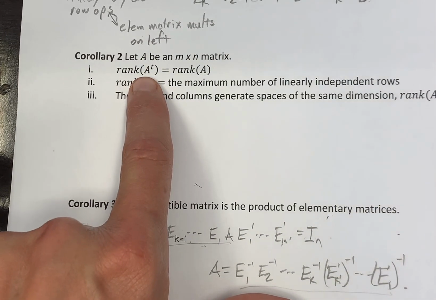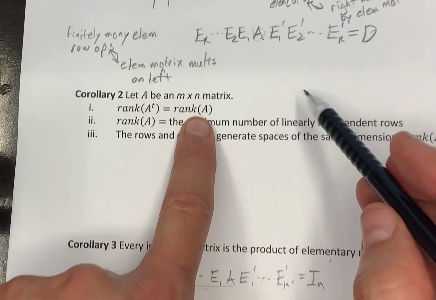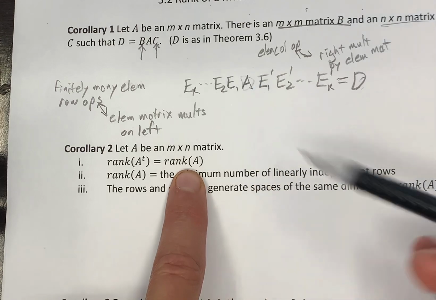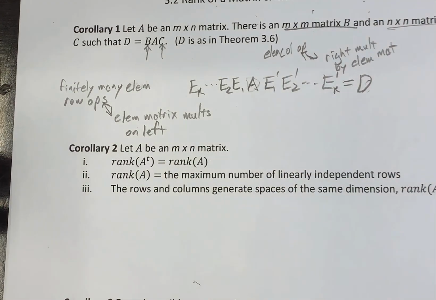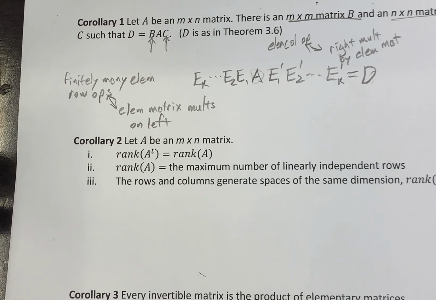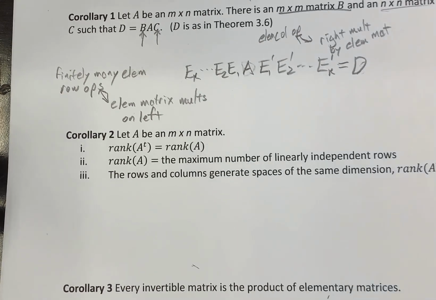One last corollary. It says the rank of A transpose is equal to the rank of A. Just notice that if you applied a transpose to everything in sight here, what would happen? Well, elementary matrices transposed are elementary matrices. Elementary column operations applied to the transpose would be elementary row operations, and so on.